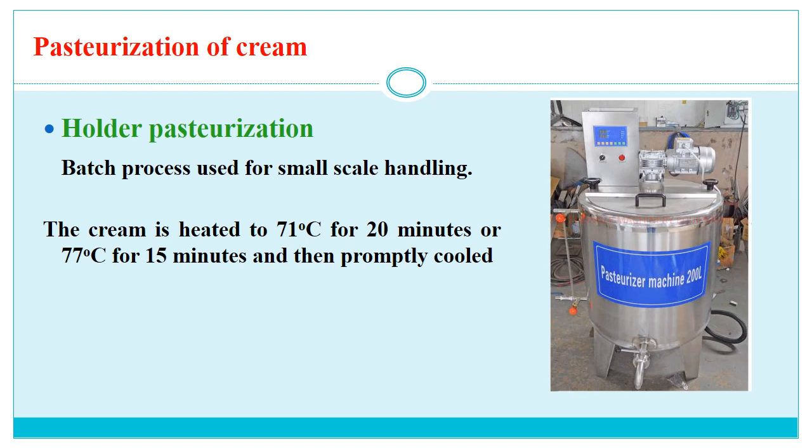Holder pasteurization is also called the batch process and is used for small scale handling of cream. The cream is heated to 71 degrees Celsius for 20 minutes or 77 degrees Celsius for 15 minutes and then promptly cooled. So this is briefly about batch pasteurization of cream. Here the temperature is more than for milk. In case of milk we used only 63 degrees. Here it is 71 degrees for 20 minutes and 77 degrees for 15 minutes.